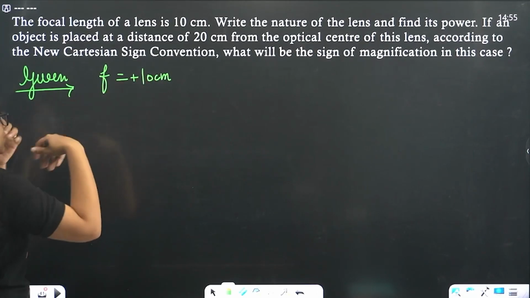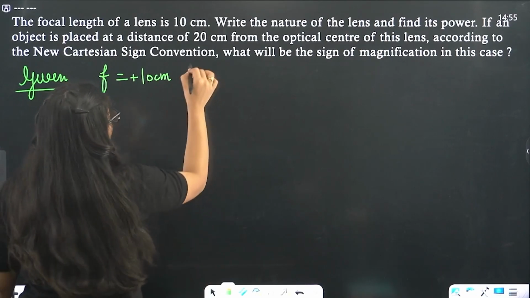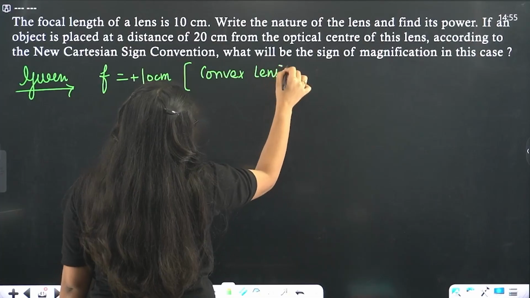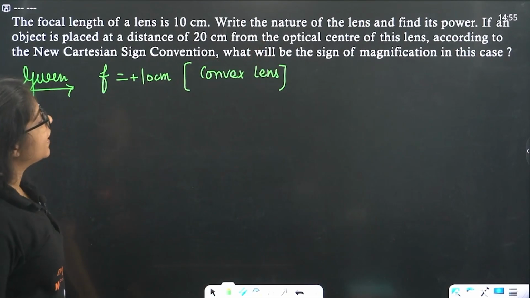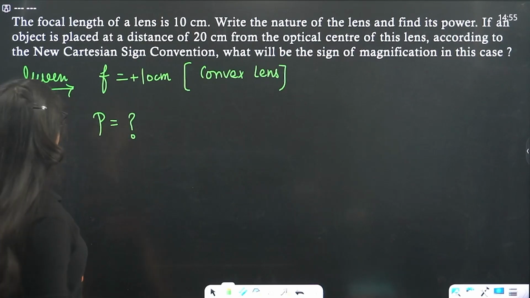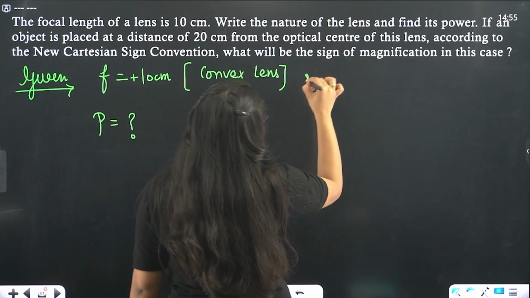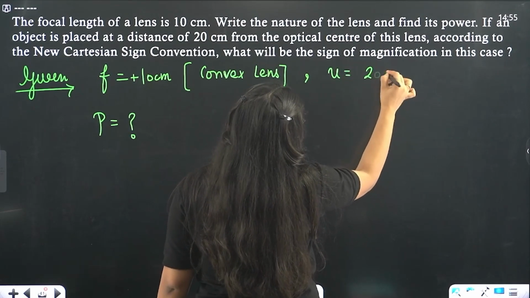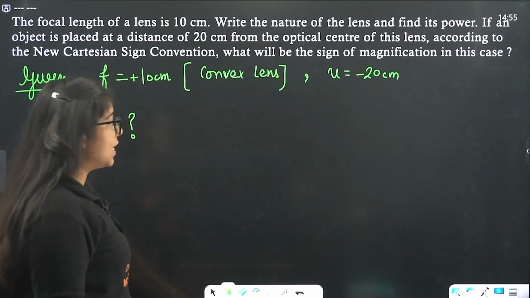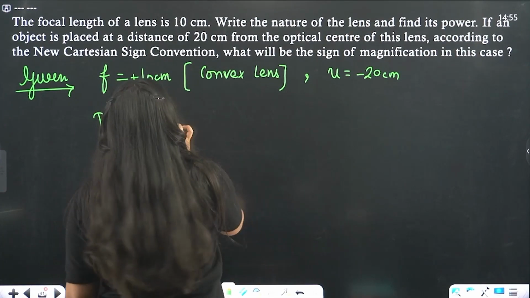Okay. Let's see. Let's read it. Write the nature of the lens. Focal length positive. That means convex lens. Done. First part. And find its power. Of course, we have to find the power. Done. If an object is placed at a distance of 20 centimeter, object is always negative, right? From the optical center of this lens, according to the new Cartesian convention, what will be the sign of magnification in this case?